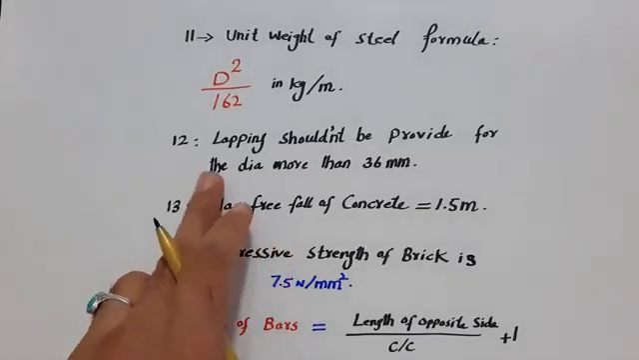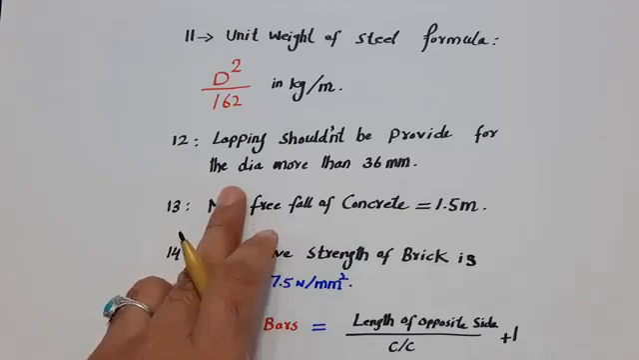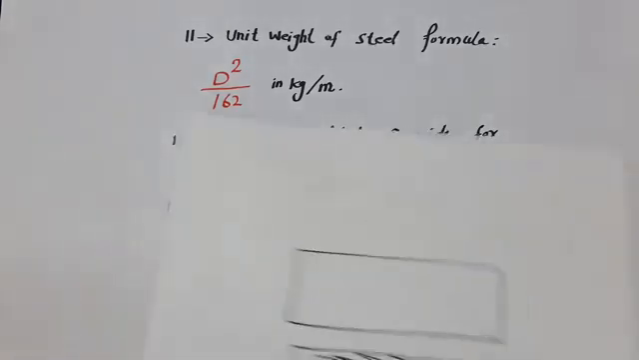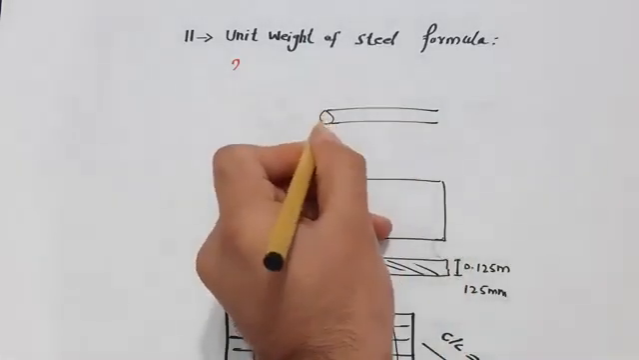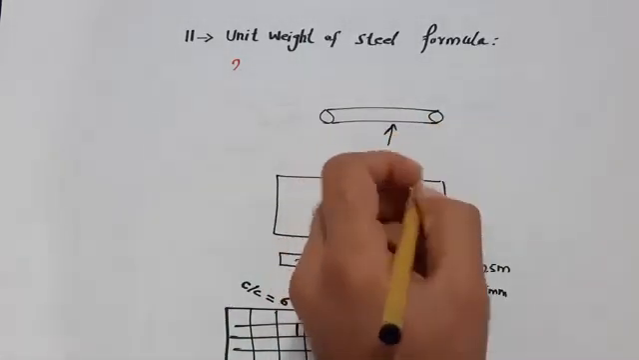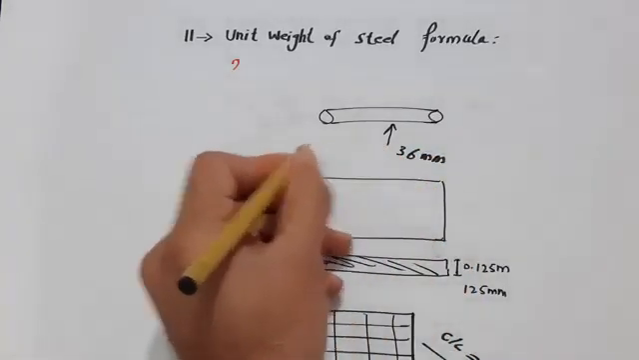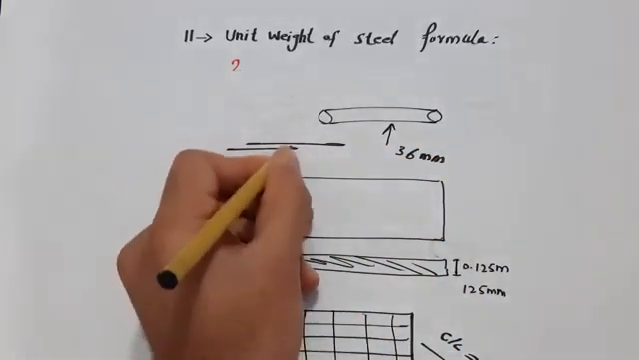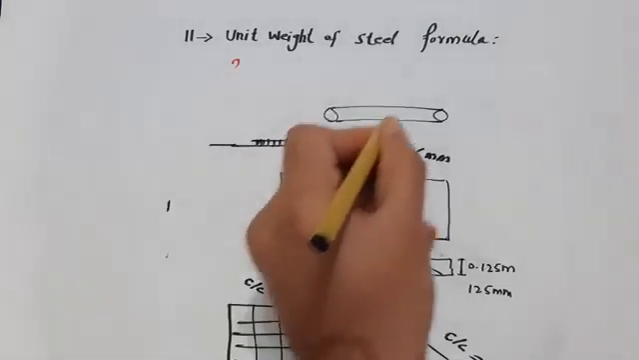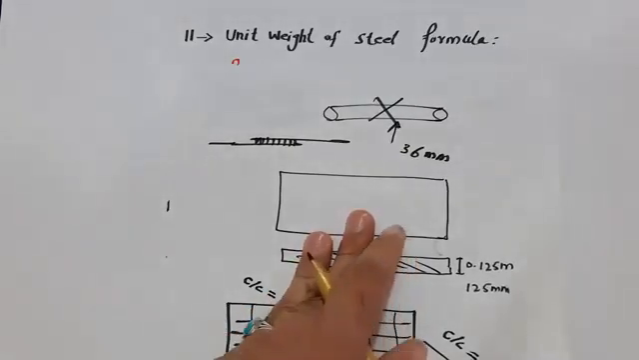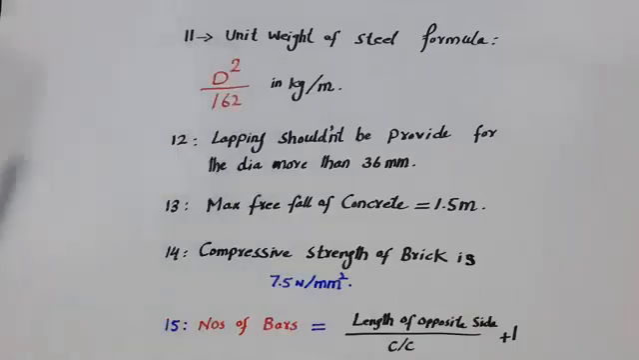Guys, the 12th one is lapping should not be provided for dia more than 36 millimeter. For example, you can see this is a steel rod. If the dia is more than 36 millimeter, the lapping should not be provided. This is lapping, guys, you can see. Less than this you can use lapping, but for this you can use the coupler method or any other one.